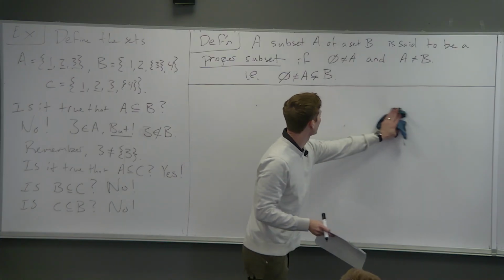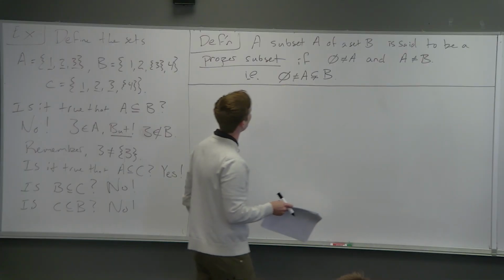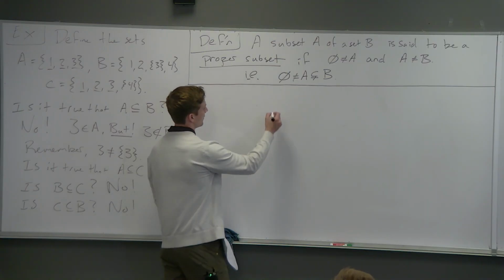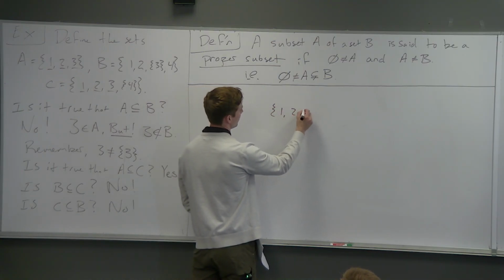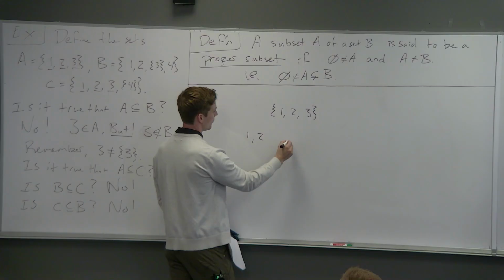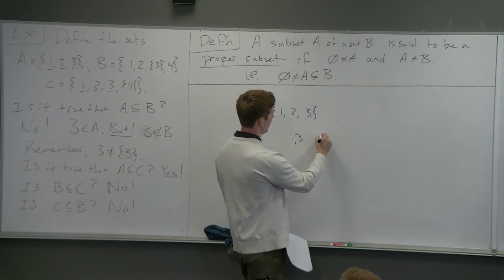Okay. Kind of a quick little question then. What about a set with 3 elements? 1, 2, and 3. Well, you could arrange the 2-element subsets. You could have 1 and 2. You could have 1 and 3. You could have 2 and 3.